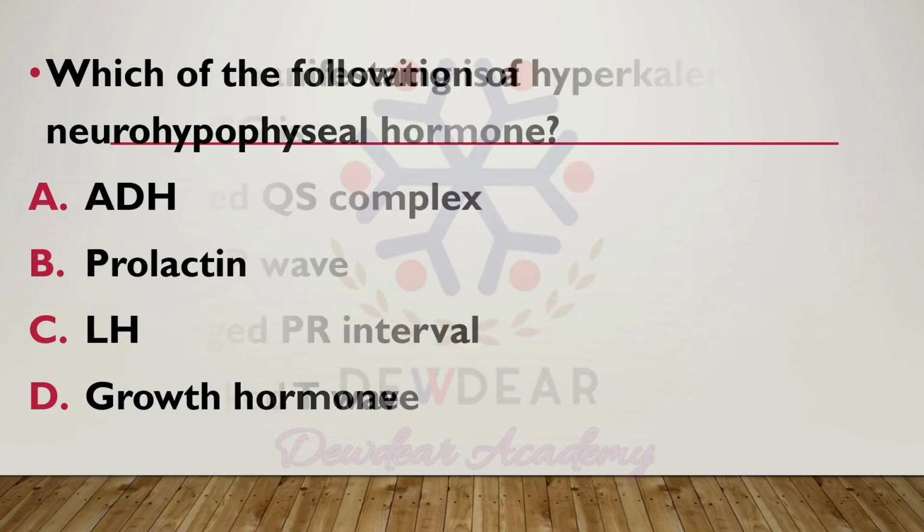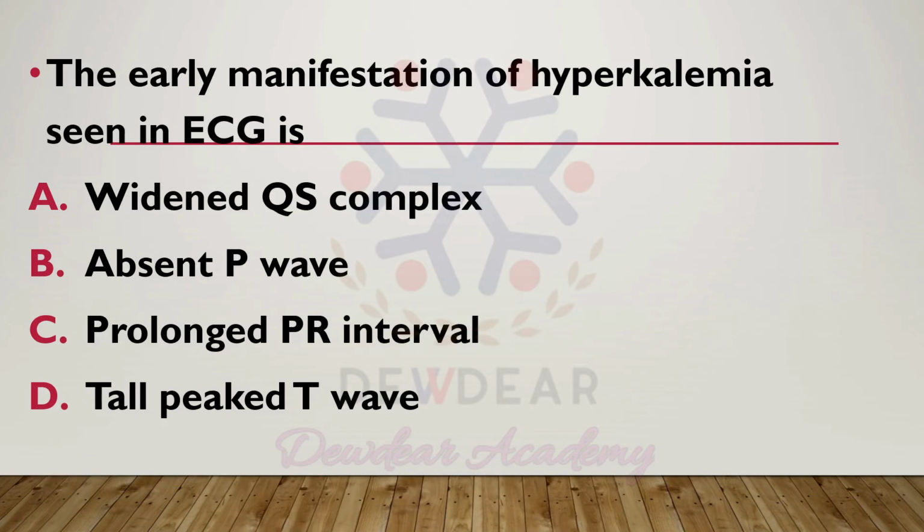Then the next question. The early manifestation of hyperkalemia seen in ECG is? Options are widened QRS complex, absent P wave, prolonged PR interval, tall peaked T wave. The correct answer is option D, that is tall peaked T wave. Option D is the early manifestation of hyperkalemia in ECG.